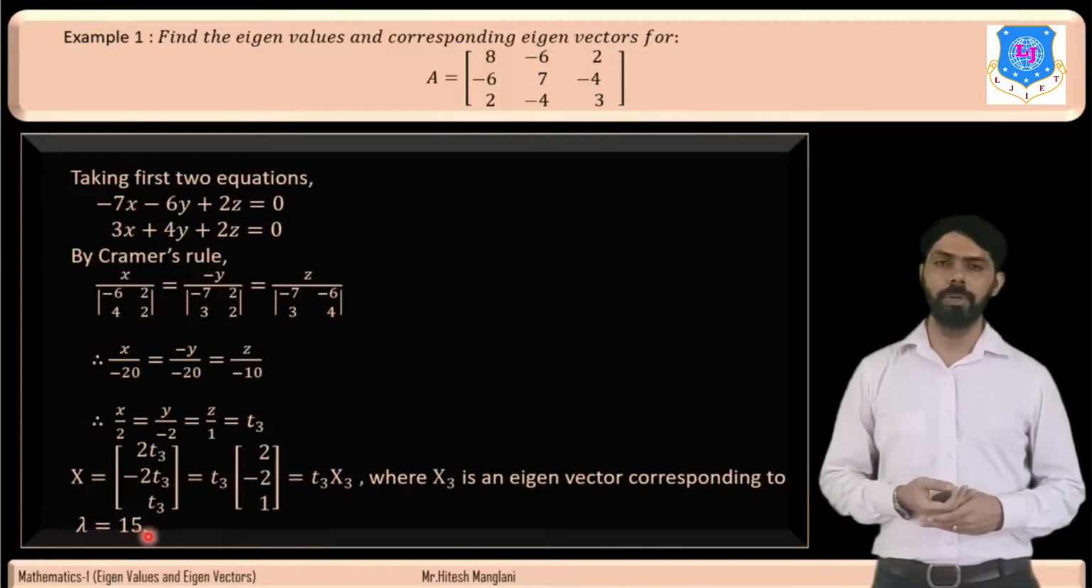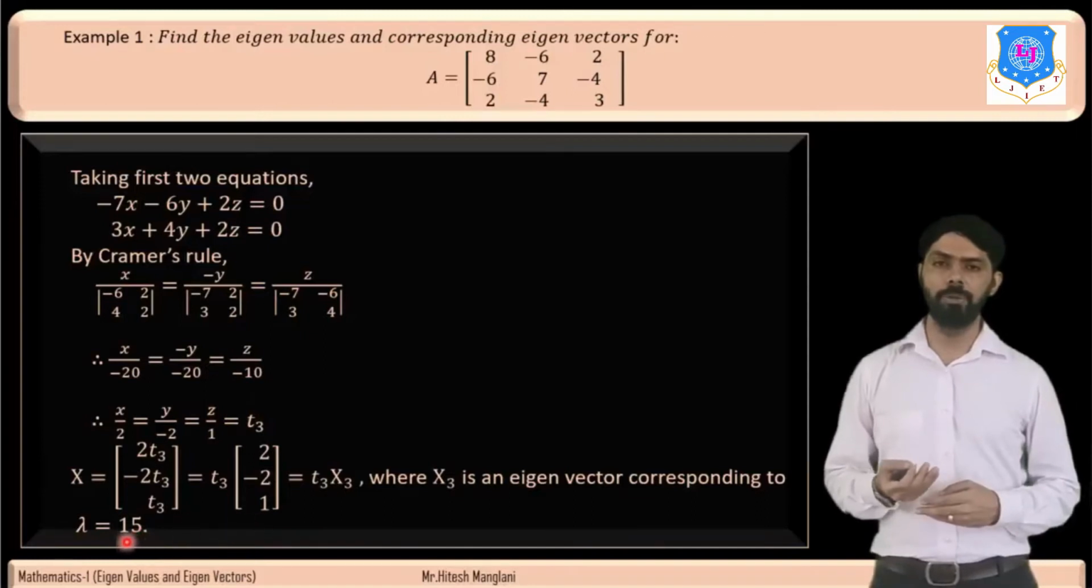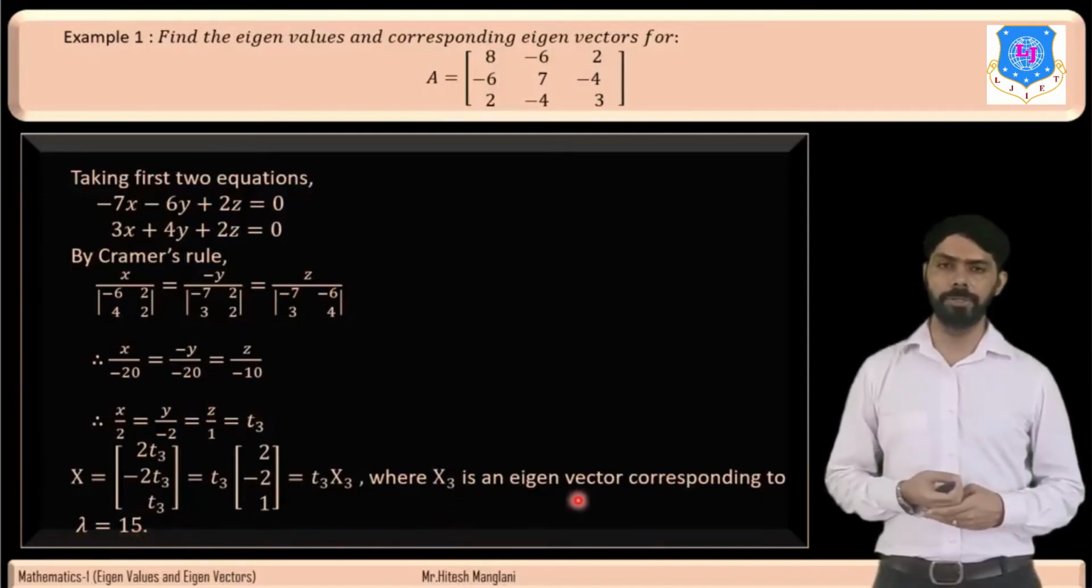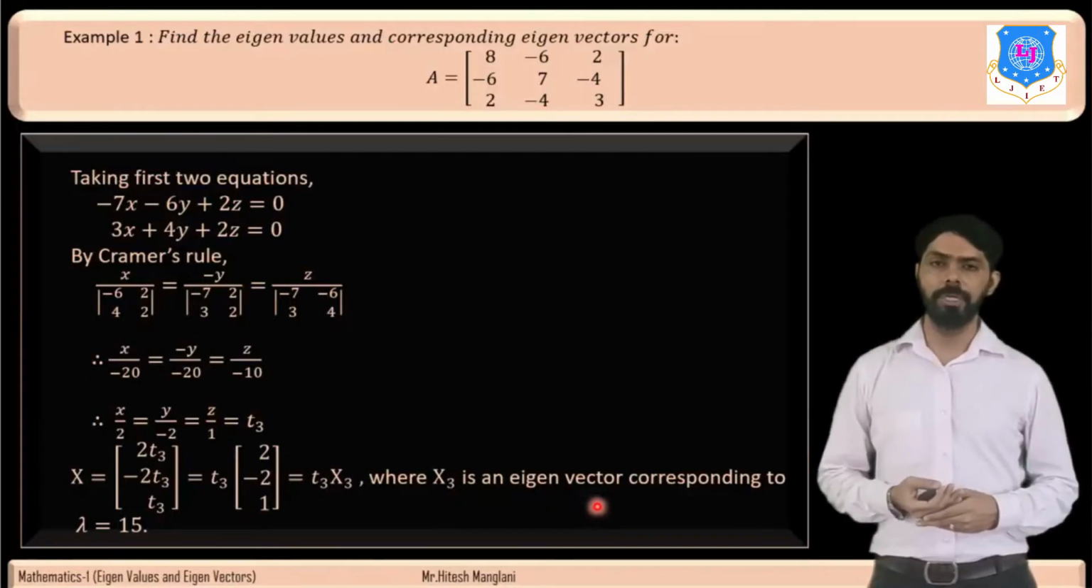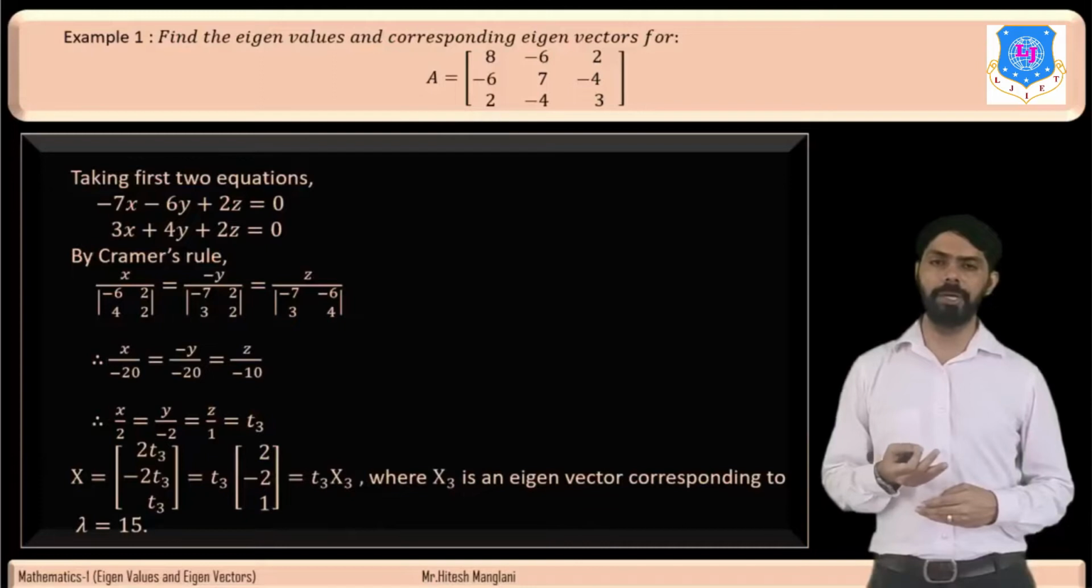So this is how we can find eigenvalues and eigenvectors. So in today's lecture, we have discussed eigenvalues and eigenvectors and how to find eigenvalues and eigenvectors of matrix A.